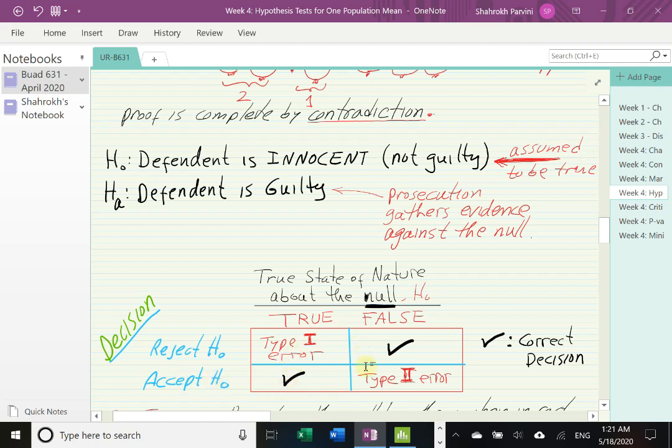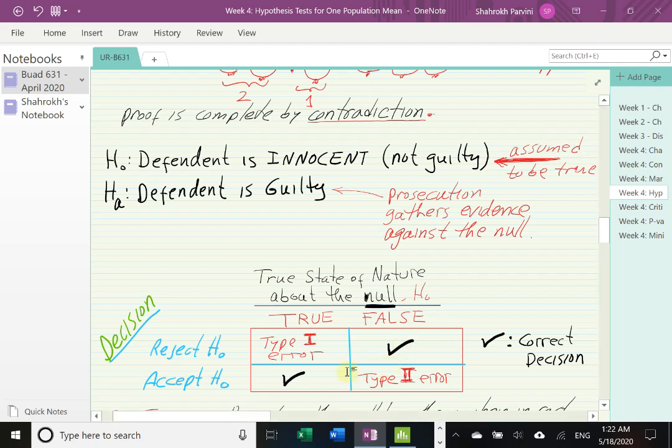Now in this 2x2 contingency table, I have check marks in two locations, in terms of whether the correct decision is made or not. If you look at this check mark, the null hypothesis is truly false. That means the person is guilty. The jury comes out and rejects the hypothesis of innocence. So in that cell, the correct decision is made. The person is put in jail, and rightly so.